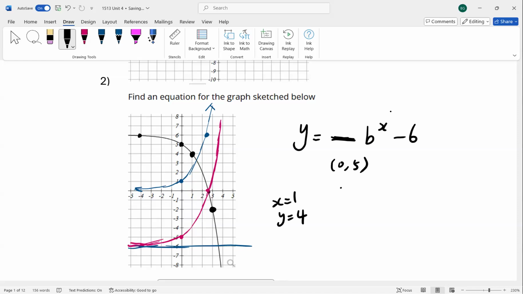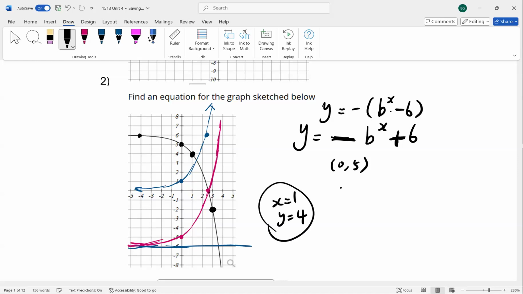The y-intercept is 0, 5. So when x equals 0, y is positive. So basically, y equals negative b to the power of x plus 6. Shift upwards 6 units and then flip. When x equals 0, that's 1. Negative 1 plus 6 is 5. Okay, this is the right one.